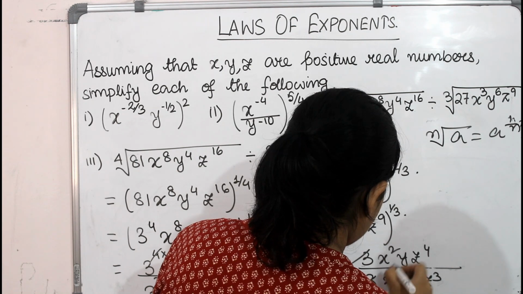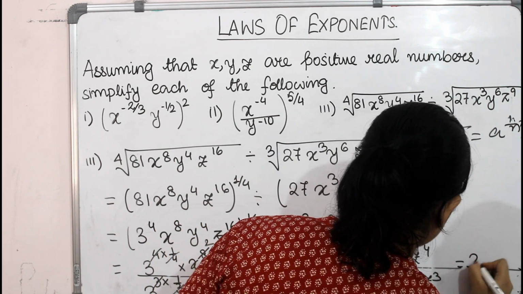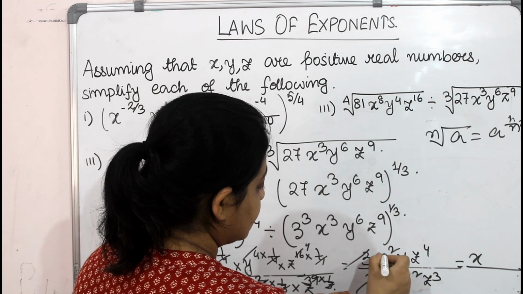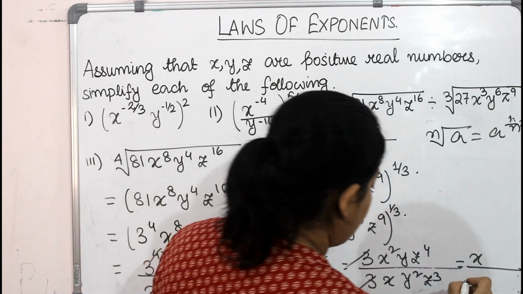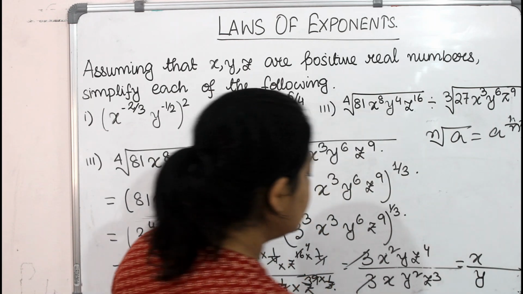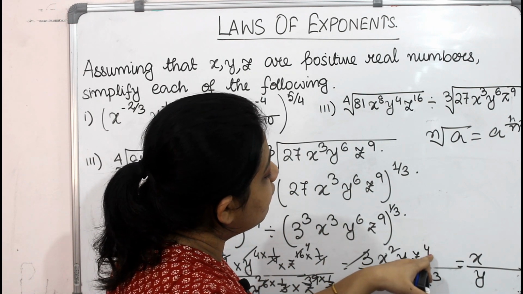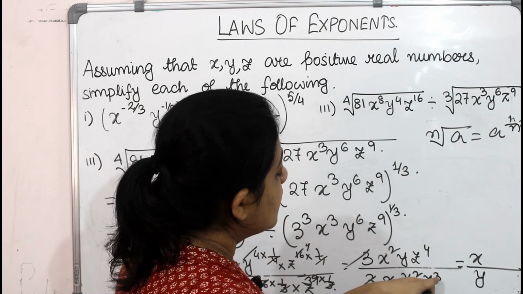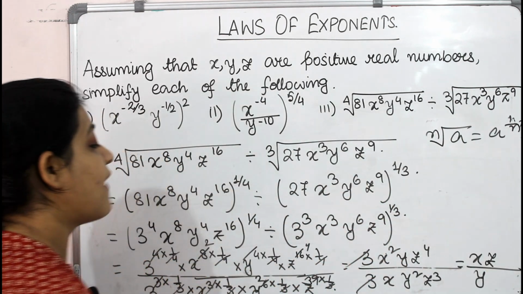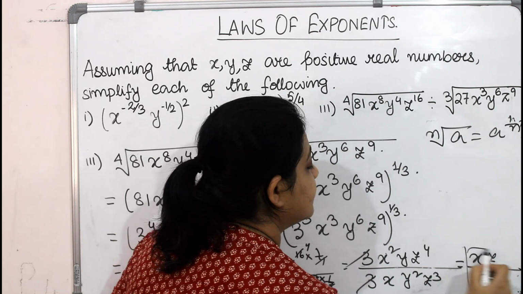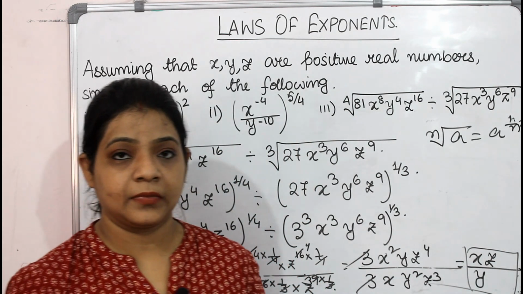So you will get x square by x, in the numerator you will get x. y by y square means you will get y in the denominator. Z to the power of 4 by z cube you will get as z in the numerator. So the final answer is xz by y.